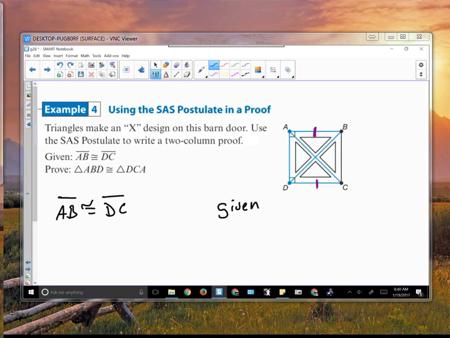I was only given that, but am I given anything out of the picture? Anybody see something that's in the picture that we might be able to use? The angles. If I look at what this is right here, this is a right angle, correct? This is a right angle.